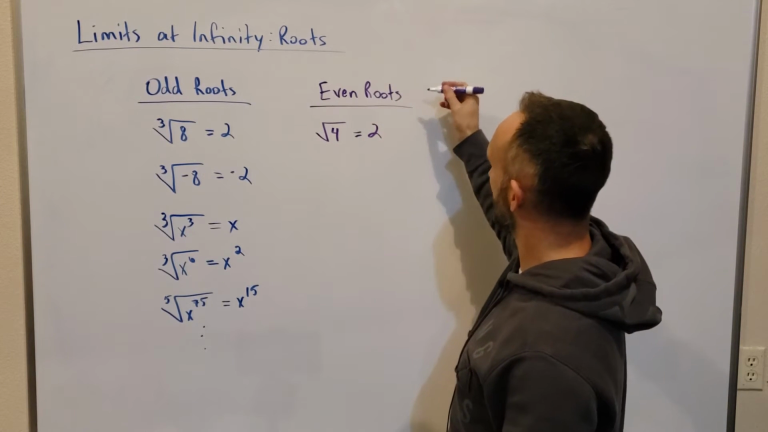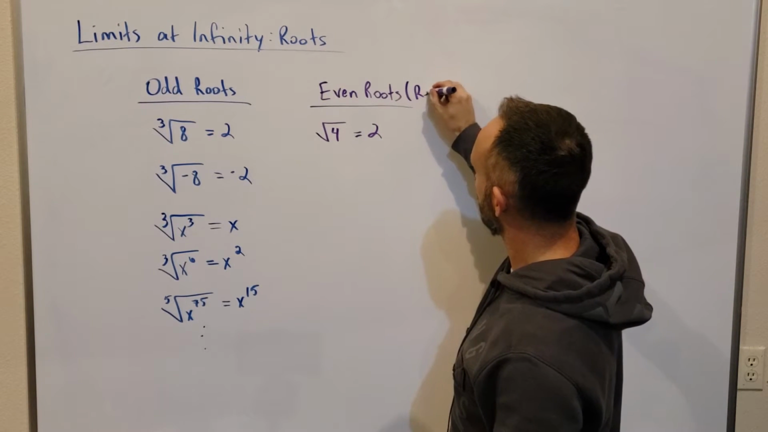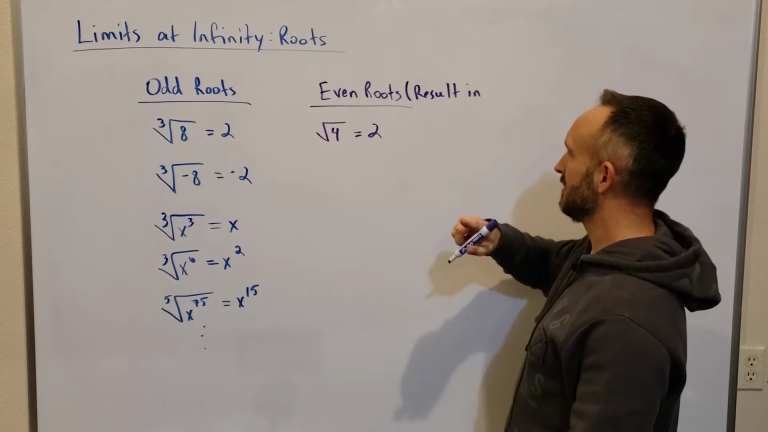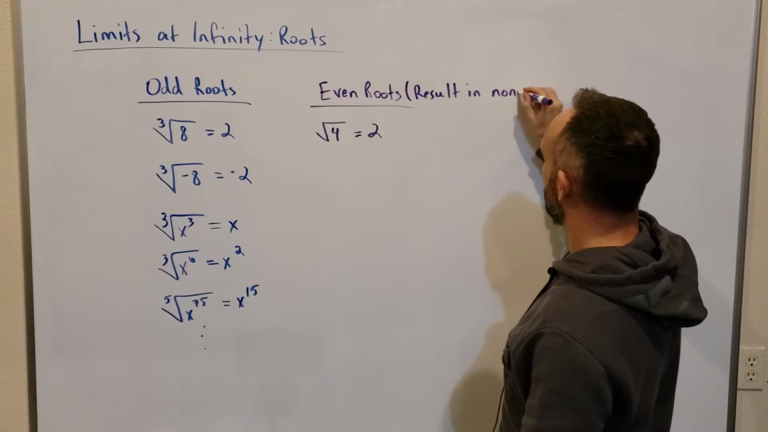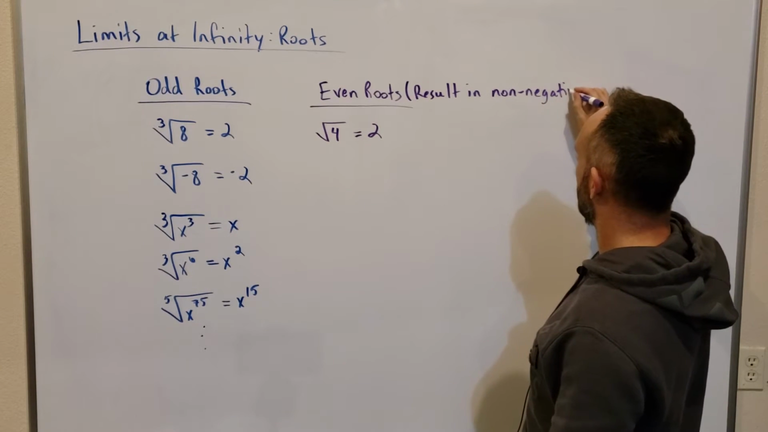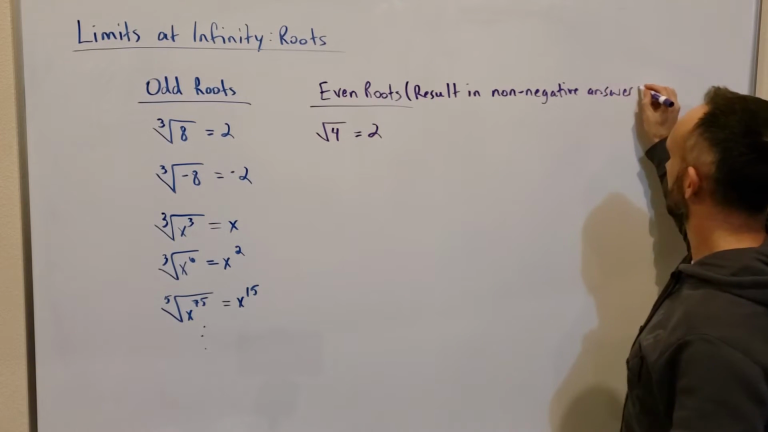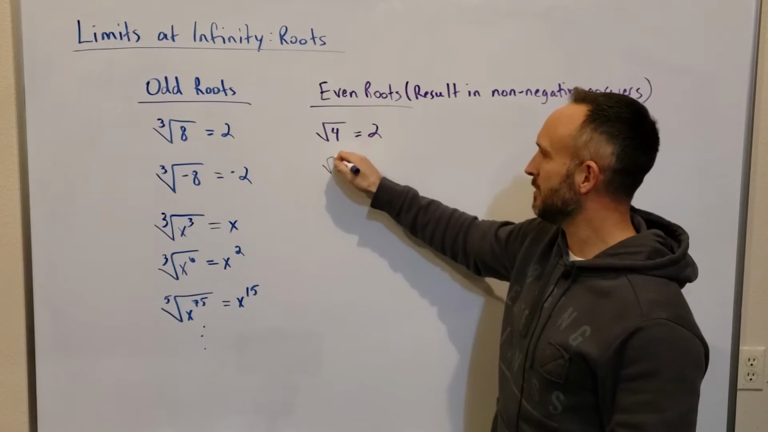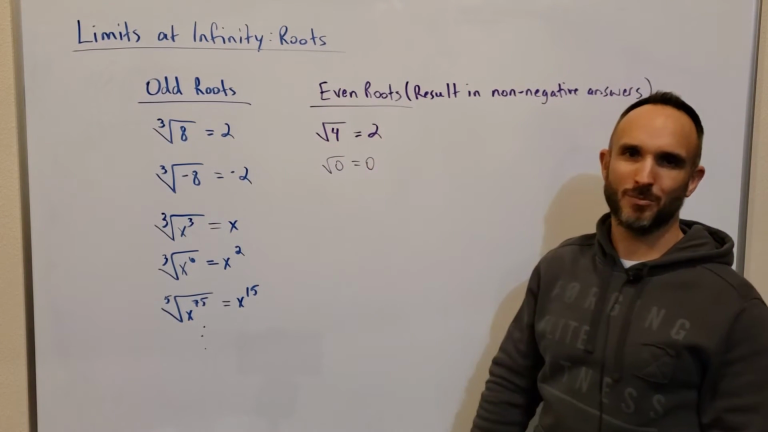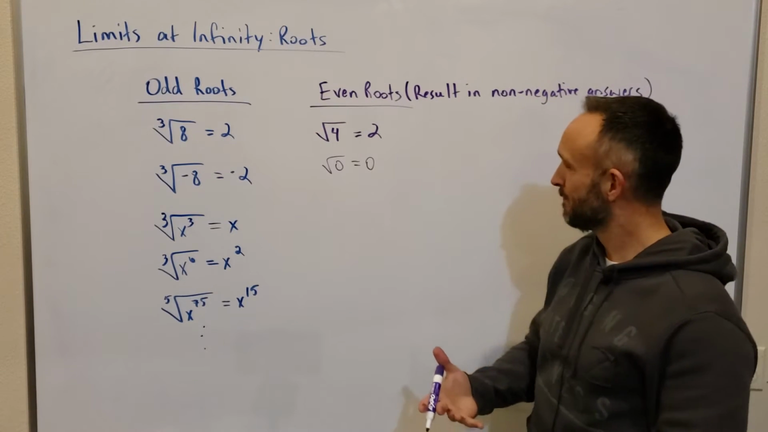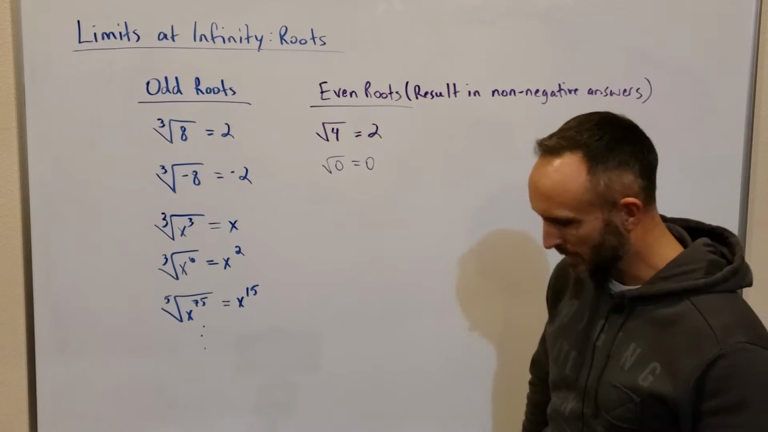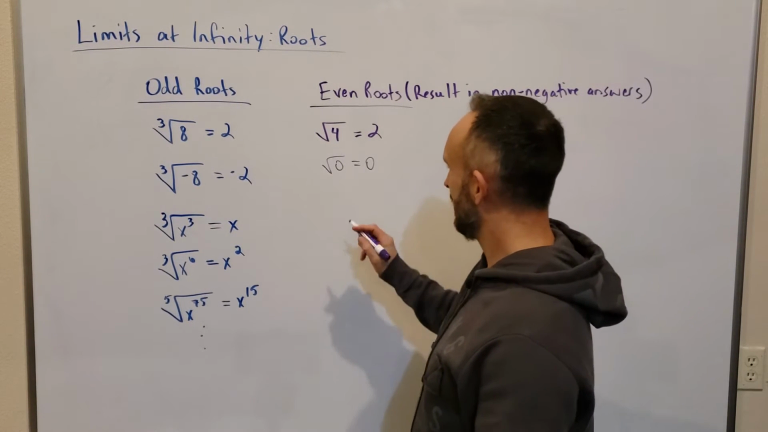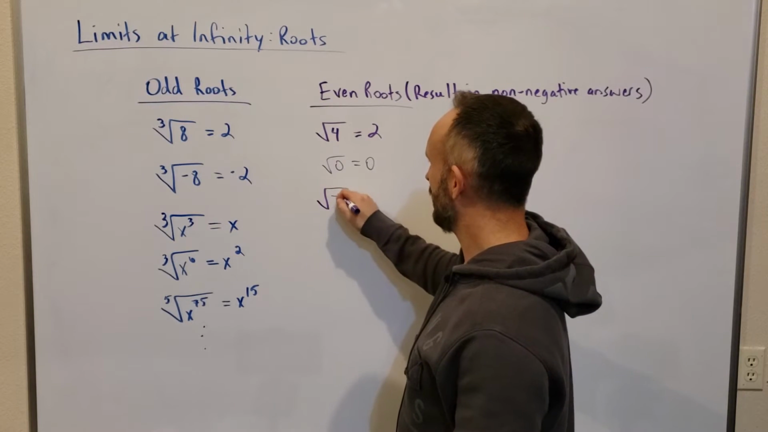So even roots, what we should see is they result in, I can't say positive answers, but I can say non-negative answers. Okay? I can't say positive answers because the square root of 0 is 0, which is not positive, but it is certainly not negative, right? So that's just a semantics type of thing. No big deal. Okay, so the other thing is, what if I want to know the square root of -4?